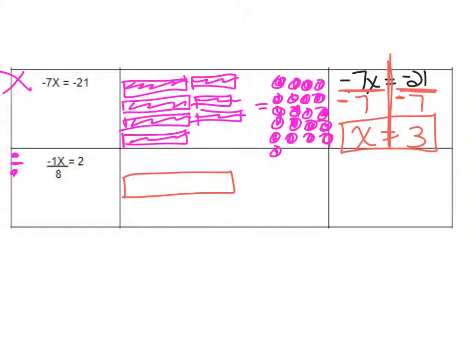So on the next one, I'm drawing this just so you know what it is. So it's 1x divided into 8 parts. And then the other side, it's going to be just 2. So I'm rewriting the problem. So you have negative 1/8 x is equal to 2. So remember, what do we do in order to solve that?